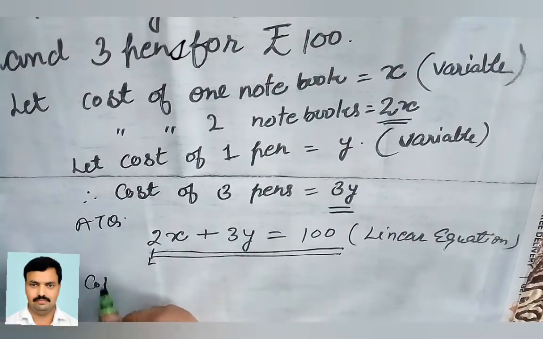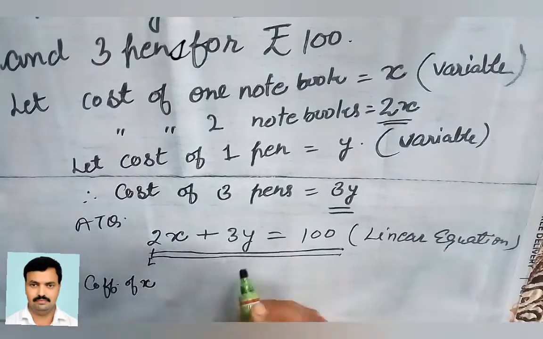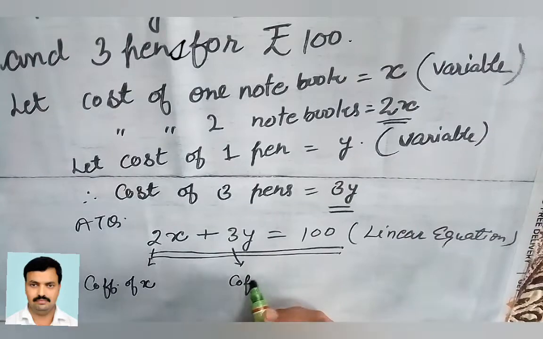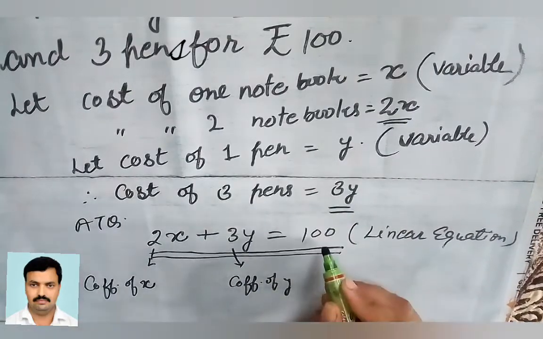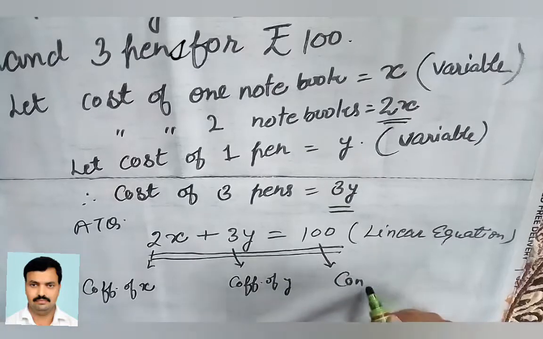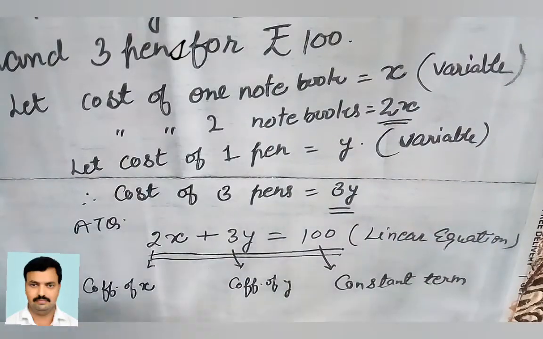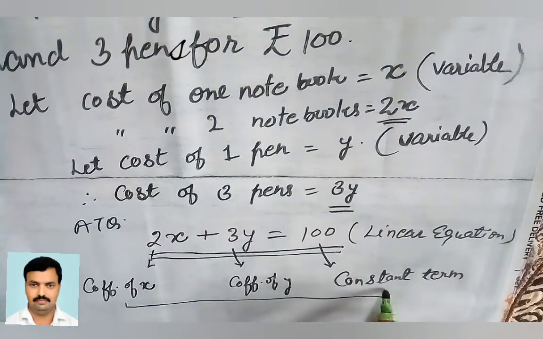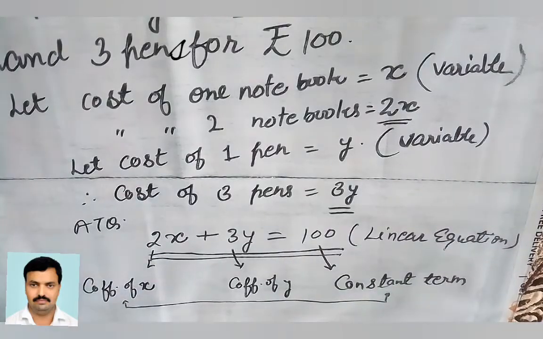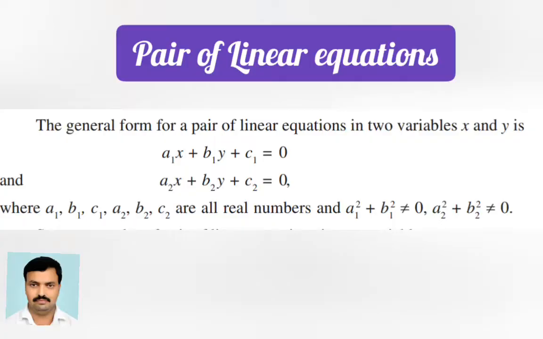So here 2 is the coefficient of x and 3 is the coefficient of y, and 100 is called constant term. So in 10th class you are studying pair of linear equations. So here see the pair a1x plus b1y plus c1 equals to 0 and a2x plus b2y plus c2 equals to 0, where a1, a2, b1, b2 and c1, c2 all are real numbers, are called pair of linear equations.